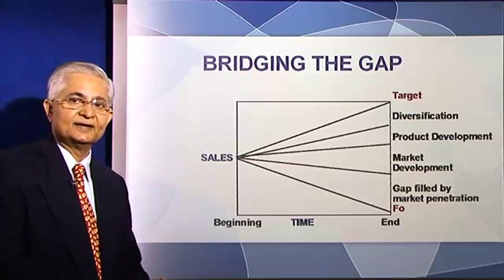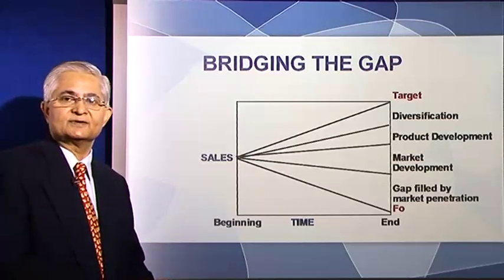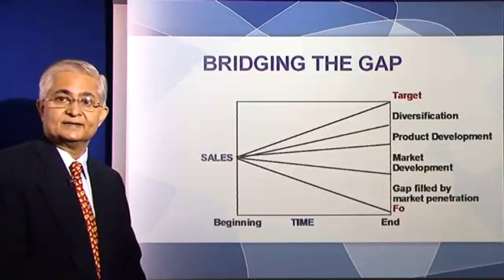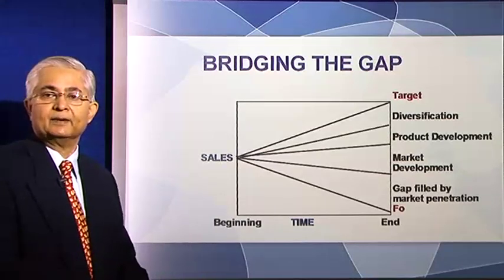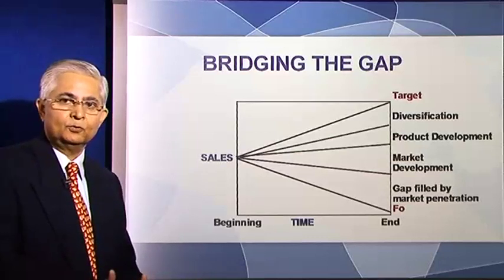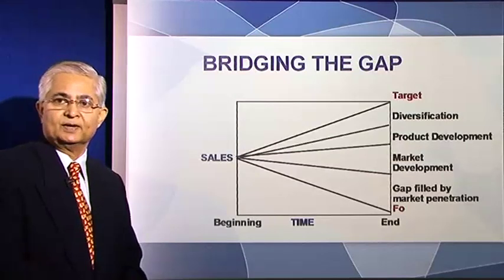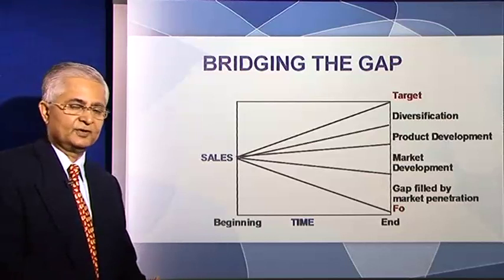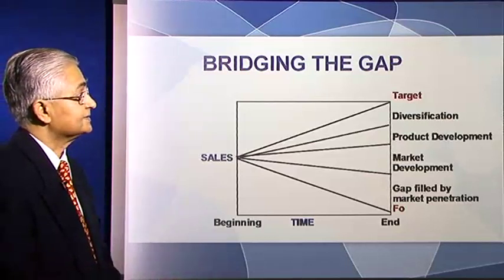Then you have product development, where the company looks internally and finds that it is in 2 or 3 types of that particular product, 2 or 3 models. But there are, let us say, 10 models of that product available in the market, and the company has not moved to the other 7 models. So the company can expand its product presence from 3 to 7, right, and bridge the sales gap.